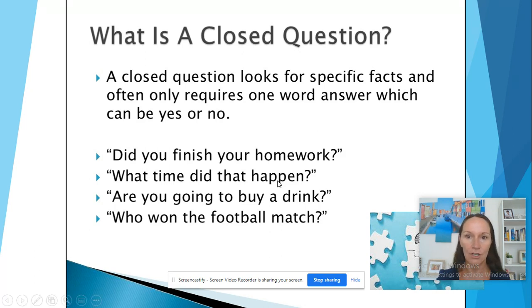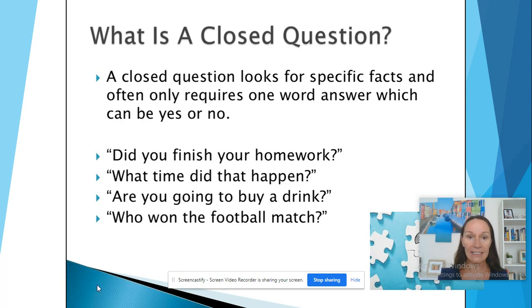What time did that happen? 4 o'clock in the afternoon. Simple, short answer. Are you going to buy a drink? Yes, please. No, thank you. Who won the football match? Manchester United. You see how those questions only require really short answers.